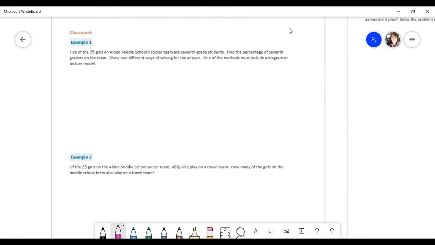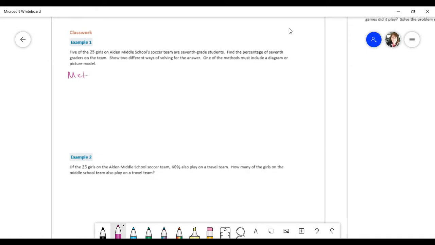As we take a look at it, example 1 says 5 of the 25 girls on Alden Middle School's soccer team are 7th grade students. Find the percentage of 7th graders on the team. Show 2 different ways of solving for the answer. One of the methods must include a diagram or a picture model. So let's go ahead and do that first because that's part of what we did yesterday.